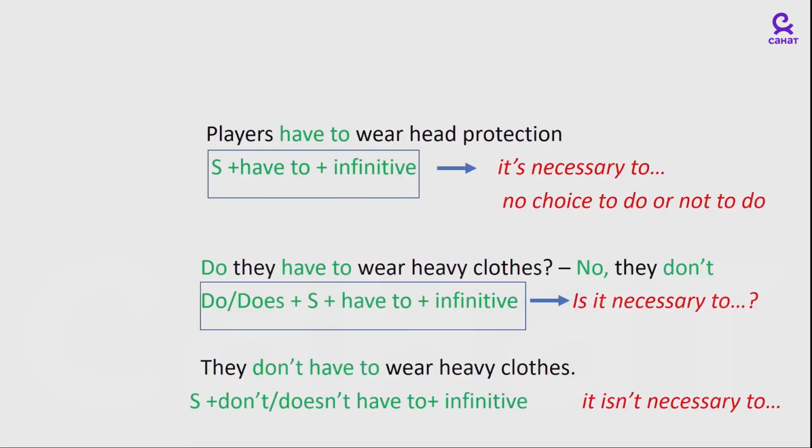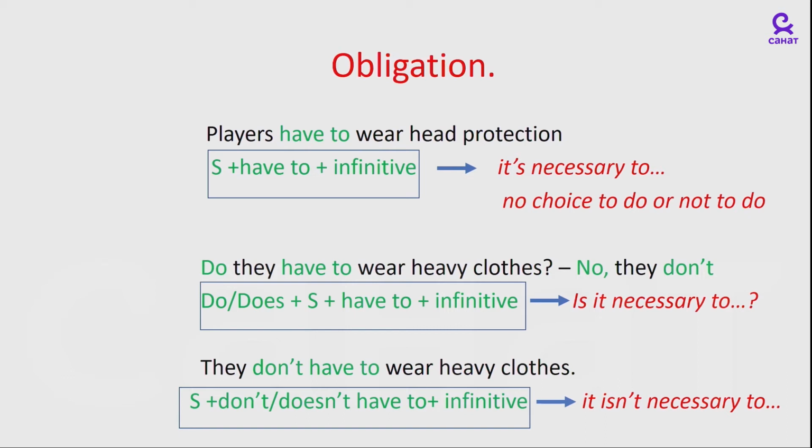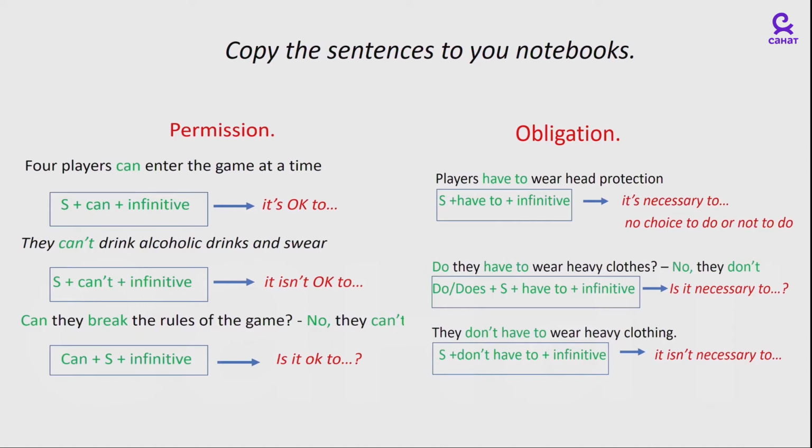Formula: subject plus don't or doesn't have to plus infinitive. And we use this structure to talk about something that isn't necessary to do. We use don't have to or have to structure to talk about something that is necessary or not necessary to do. Now, copy the sentences to your notebooks.